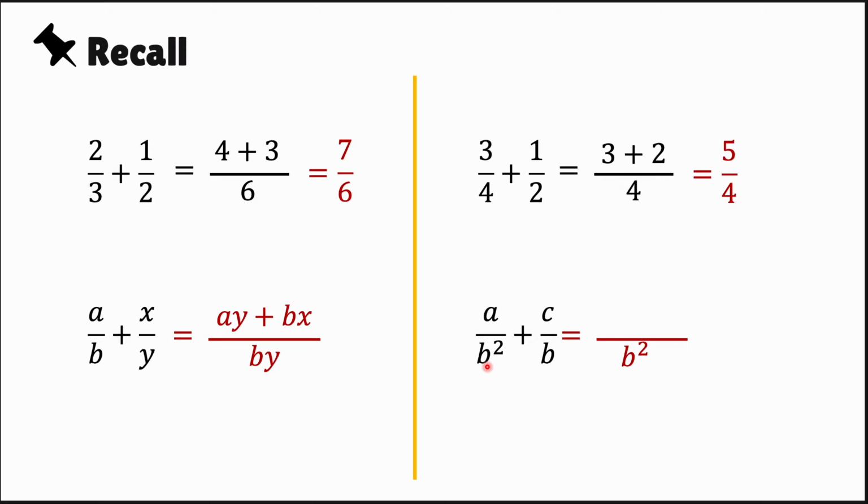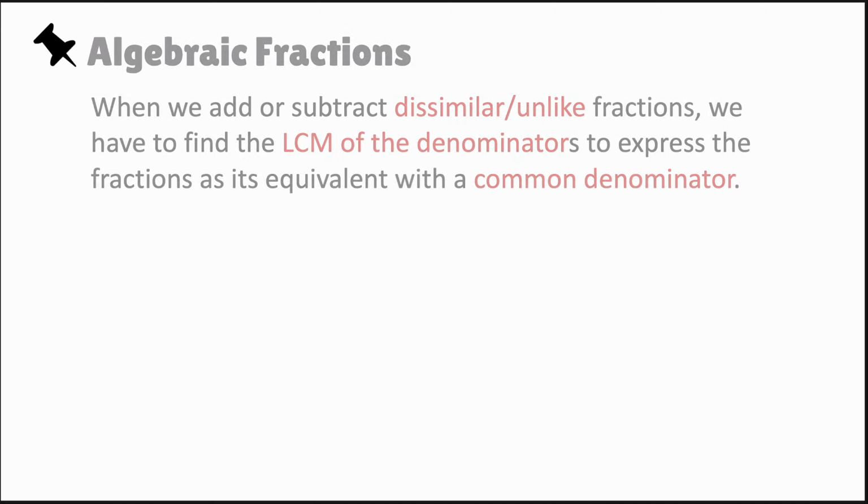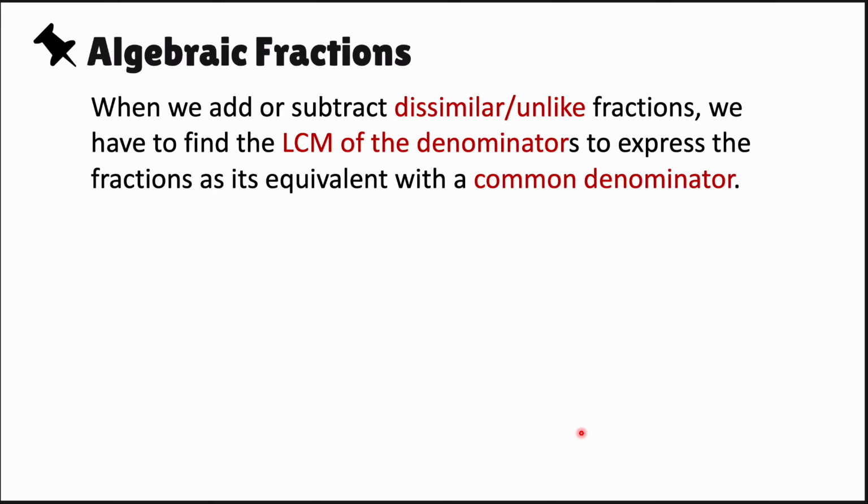b squared divided by b squared, that's 1, times a, you get a. b squared divided by b, that's b, times c, you have bc. So therefore, if you add a over b squared plus c over b, you will get a plus bc all over b squared. So when we add or subtract similar or unlike fractions, we have to find the LCM of the denominators to express the fraction as its equivalent with the common denominator.